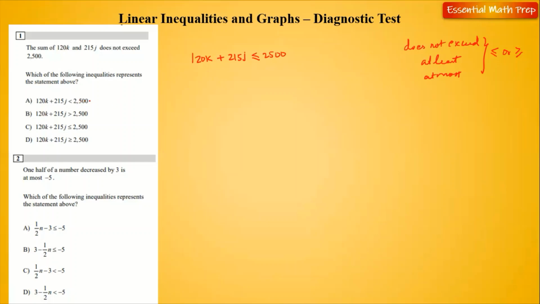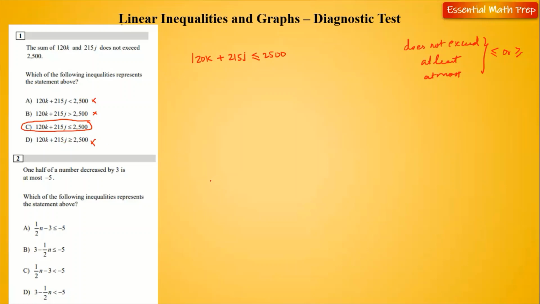So you can right away eliminate choices A and B because they do not fit the criteria of an equality in the inequality. So it can only be C or D. C is a perfect match for what we have written. D is the exact opposite of what we want, so that's incorrect as well. Hence, C is the correct answer.